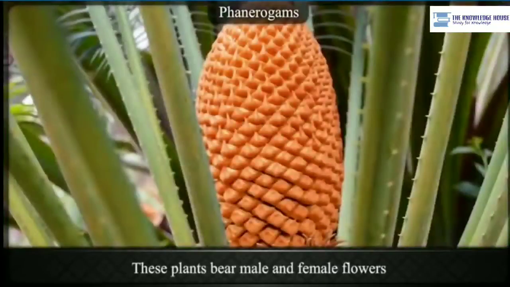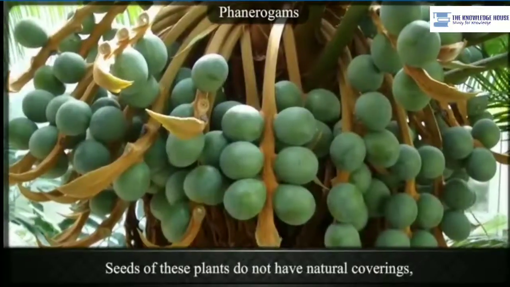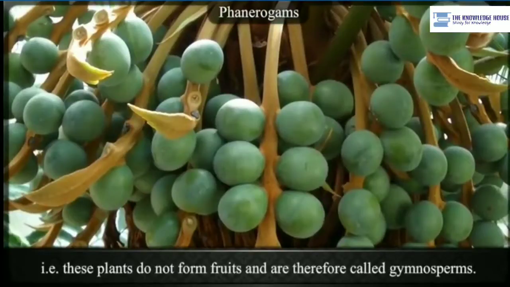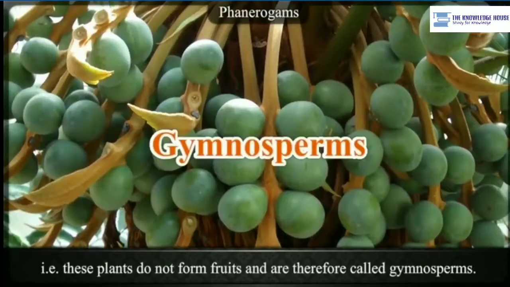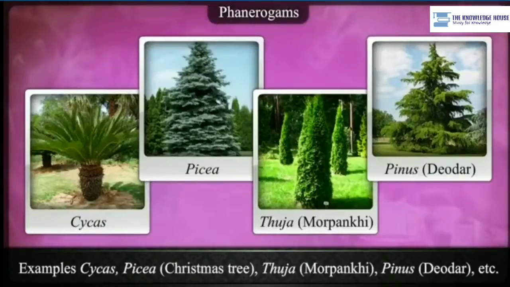These plants bear male and female flowers on different sporophylls of the same plant. Seeds of these plants do not have natural coverings, that is, these plants do not form fruits and are therefore called gymnosperms. Gymnos means naked and sperms means seeds. Examples: cycas, Picea, that is Christmas tree, thuja, that is morpankhi, pinus, that is deodar, etc.